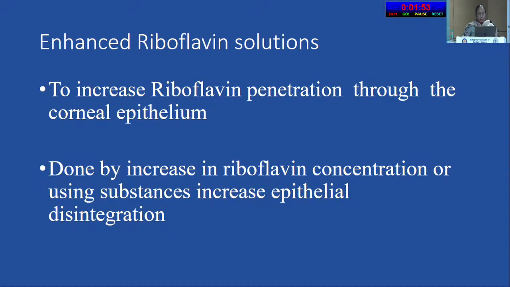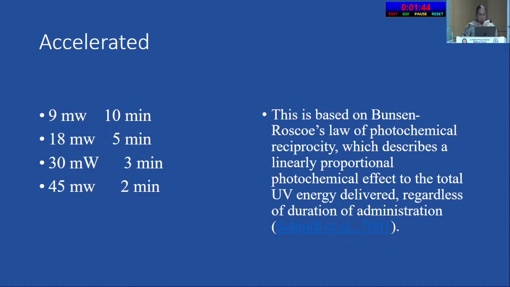The enhanced solution, you can increase riboflavin concentration from 0.1 to 0.35% or use substances like, as we said, vitamin E to increase epithelial disintegration. Accelerated cross-linking: you are tired of the patient lying 1 hour on your surgical suite, so actually you use 9 milliwatts for 10 minutes. We have done several studies on this. There were also some colleagues who said that they debrided the epithelium on the slit lamp and told the patient to keep putting the riboflavin drops in their OPD and then took the patient to the OT for just 5 minutes.